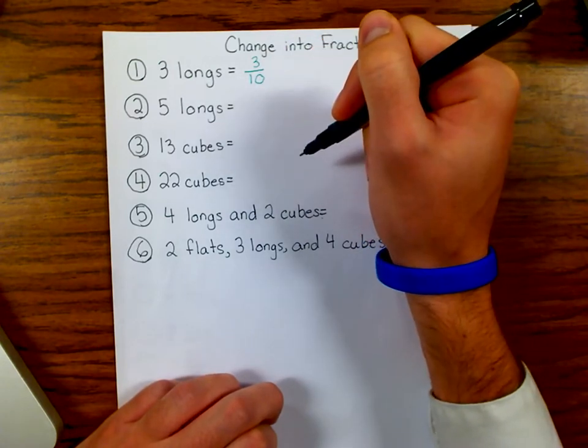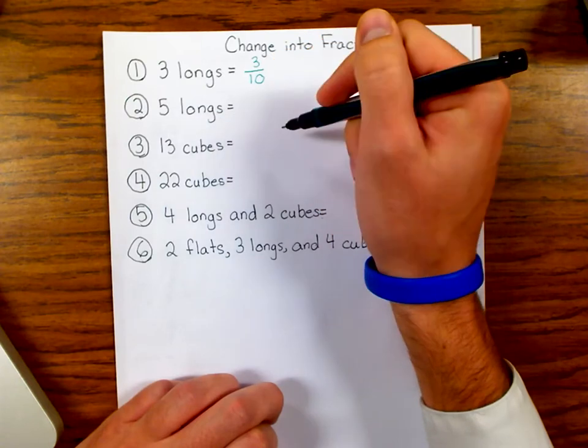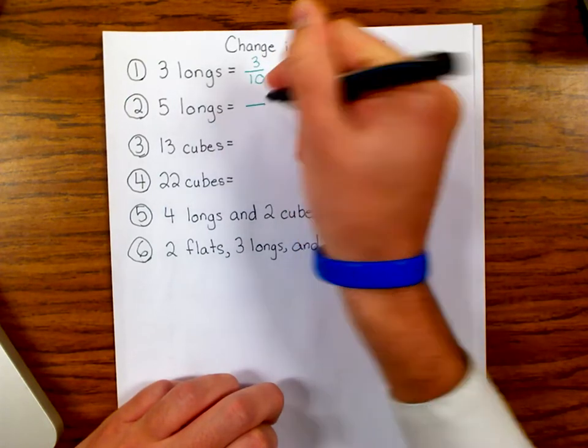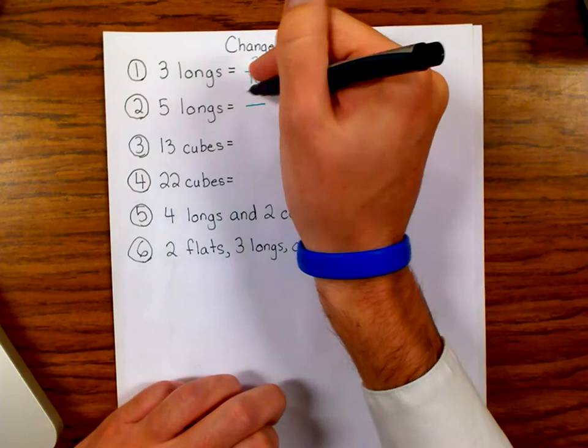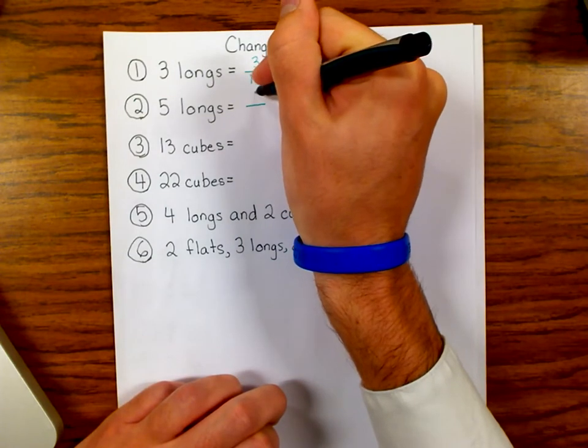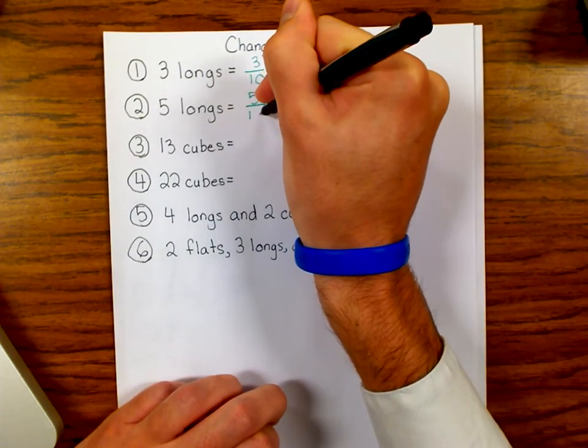Now let's have you try. 5 longs would be equal to what fraction? Turn to a partner and see if you can tell them. At this time, you should have found that 5 longs is equal to 5/10.